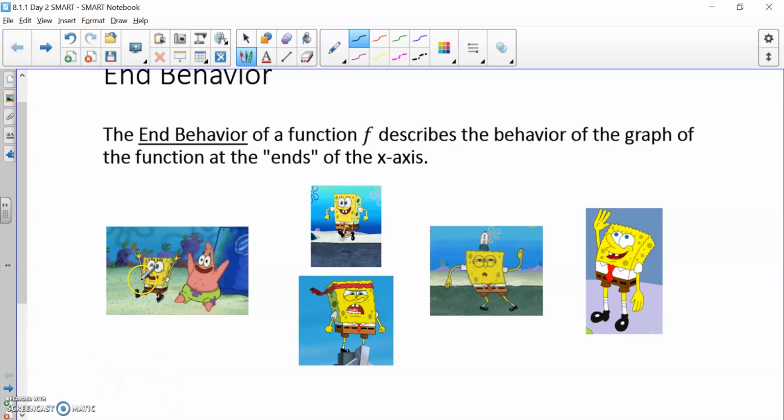Here, if you look at SpongeBob and Patrick's arms, they're both raised up towards the sky, right? So an example of this would be like a parabola, right? Because it starts going up and it ends going up. And you can see that if I just kind of draw it in here. And this would be called like up, up.